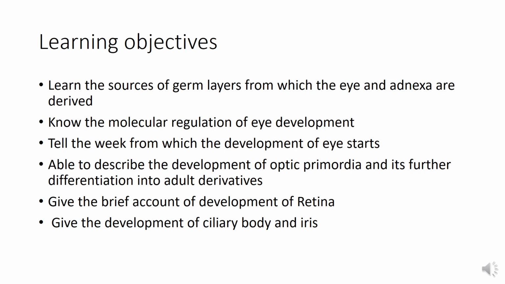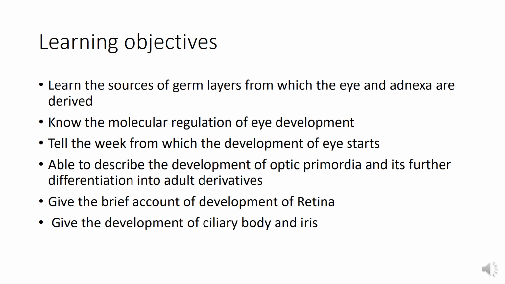As you have covered the gross features and microscopic structures of the eye and adnexa, now we will study its development. The objectives of today's lecture are, by the end of this lecture, you should be able to tell the sources of germ layers from which the eye and adnexa are derived. You know that there are three primary germ layers, that is the endoderm, ectoderm and mesoderm. So we will see from which germ layers the eye and adnexa are being derived.